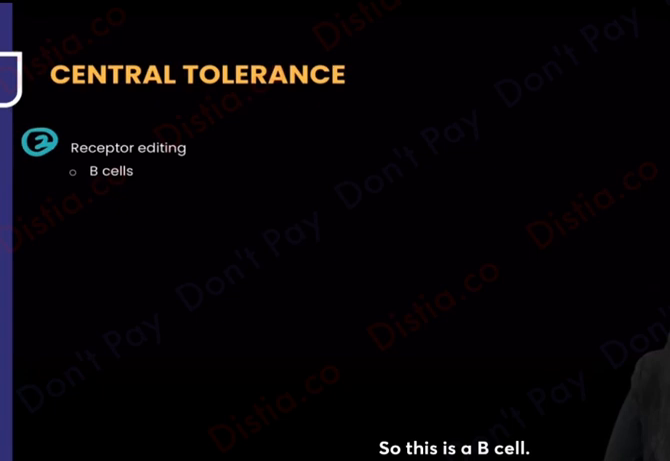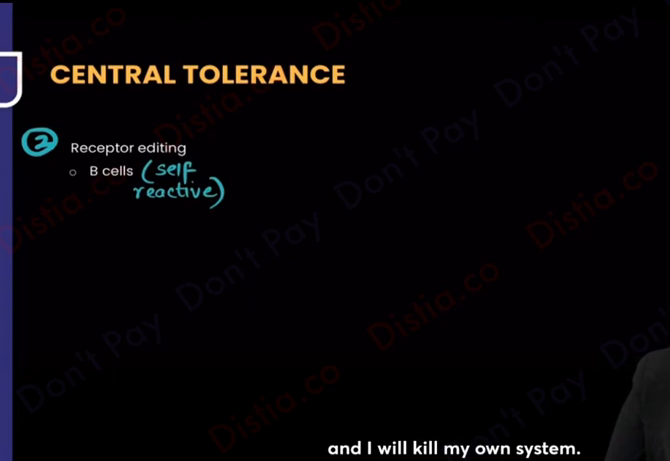So this is a B cell. If it is saying that I will be naughty and I will kill my own system, every time the solution is not chucking someone out of the class. Every time I cannot do it. A good teacher is not someone who always chucks the students out of the class. A good teacher is someone who changes the students, who counsels the students, who mentors the students.